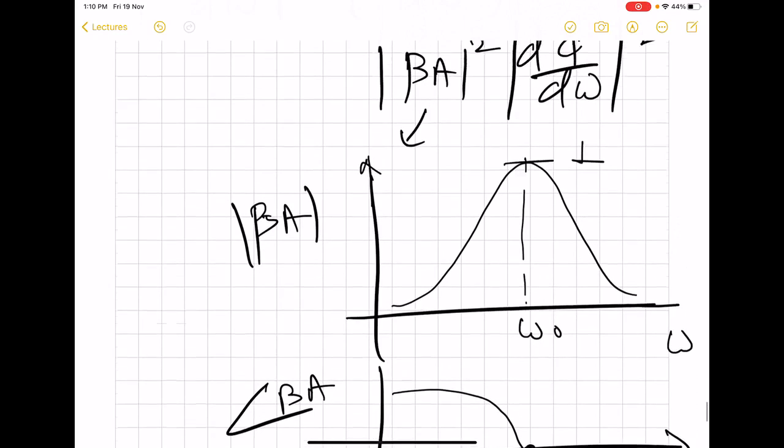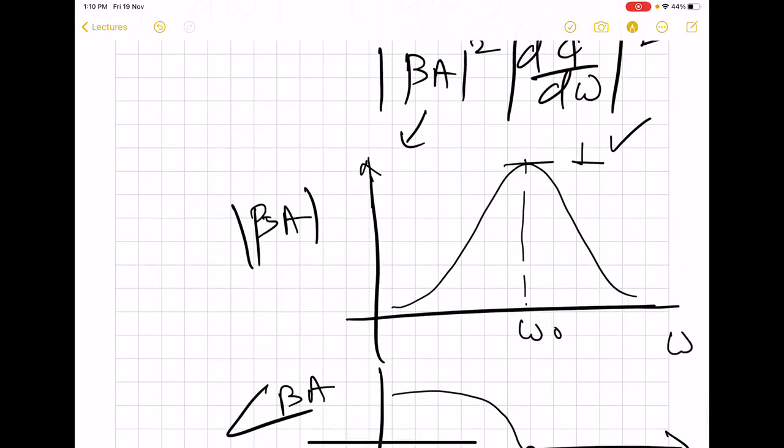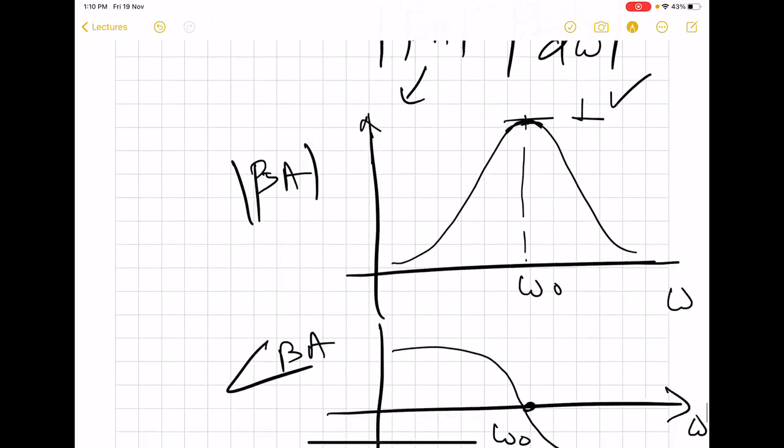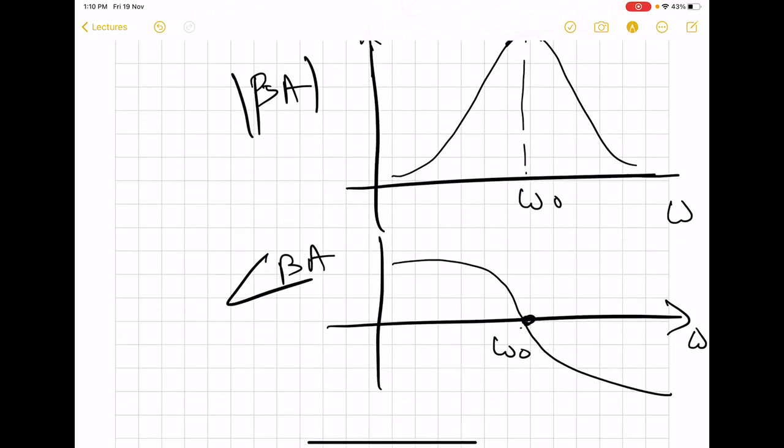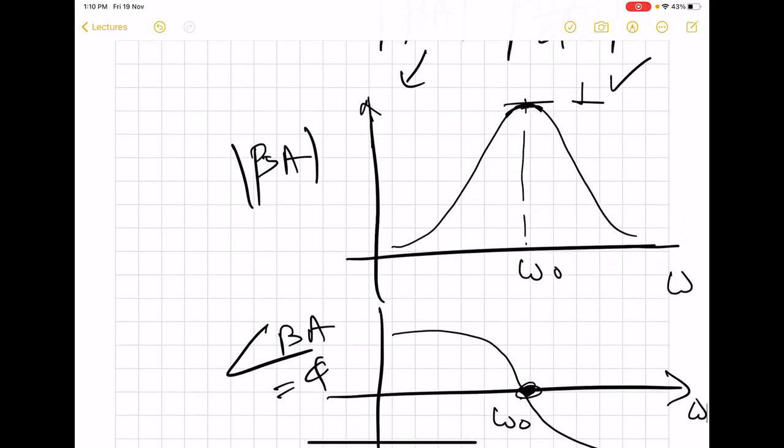So here we see that the magnitude of beta A is equal to 1, which we have been knowing, and not only that, we also see that this plot is going to be quite flat. The slope is going to be very small around omega naught. But if we see the phase, the slope is going to be the highest at omega naught. So the rate of change of the phase of beta A around omega naught is going to be significantly large. However, the rate of change of the magnitude of beta A is going to be very small around omega naught.